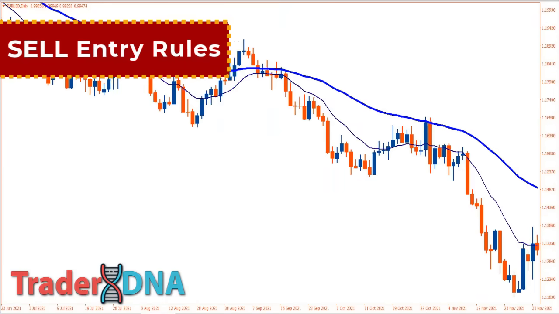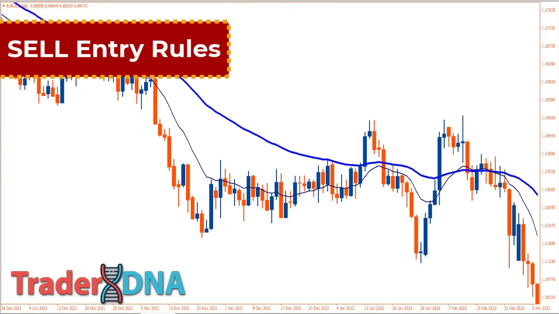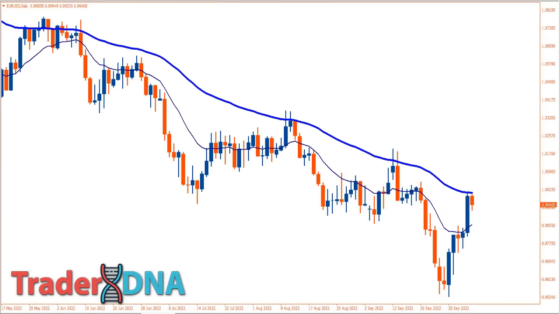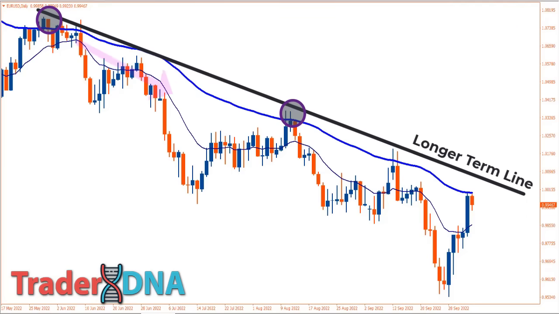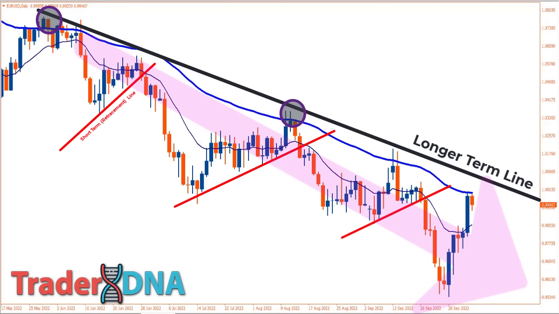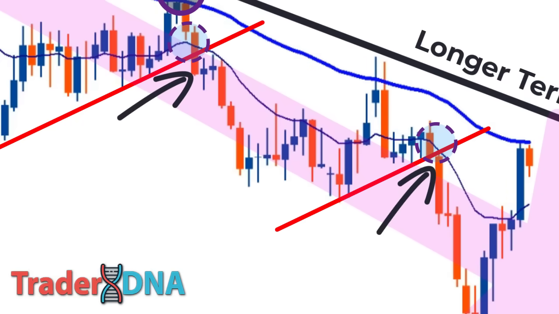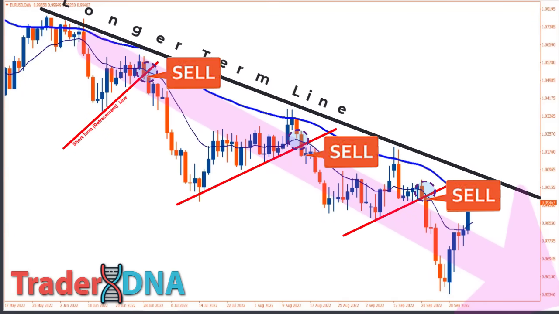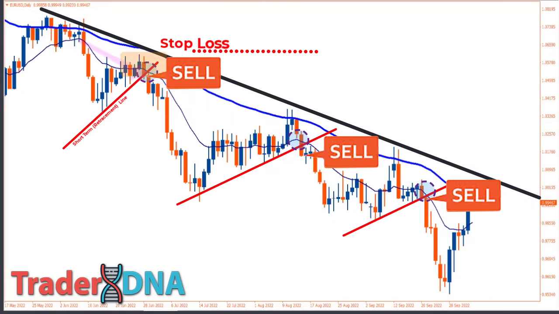Sell entry rules. First, price below the EMA lines and the long-term trend line. Second, now we are looking to see a break of the short-term retracement trend line. Third, price breaks the short-term trend line to the downside, putting us on alert for a potential short setup. Fourth, price closes below the short-term trend line. Fifth, traders can enter on close or sell stop the low of the trigger candlestick. Sixth, the stop loss is placed in the maximum recent high.